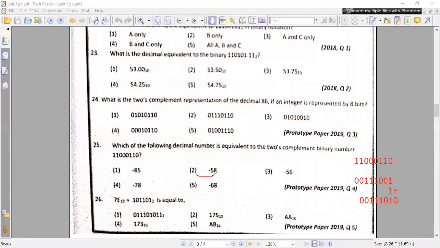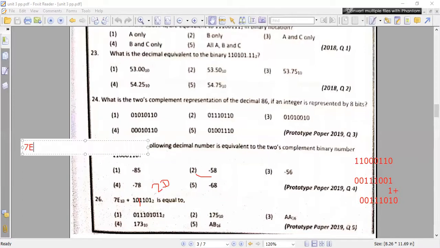Then the next one, 7E plus the equivalent binary value is given. You convert the binary to hexadecimal by separating each 4 digits. Then you get 2 and D, so 2D is there. Then try to add them together, 7E and 2D.